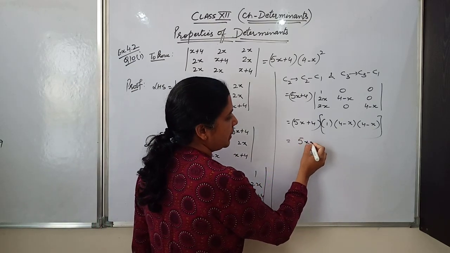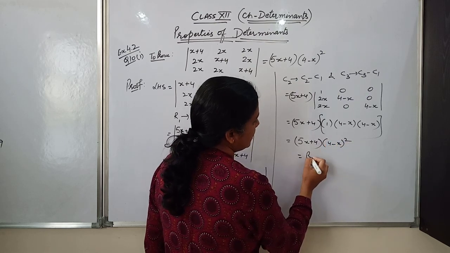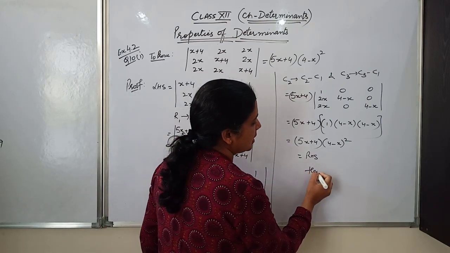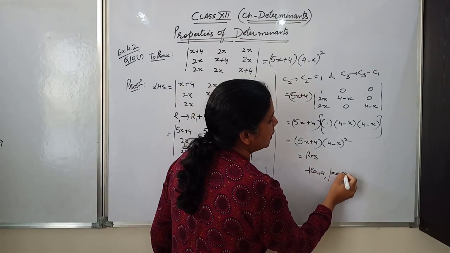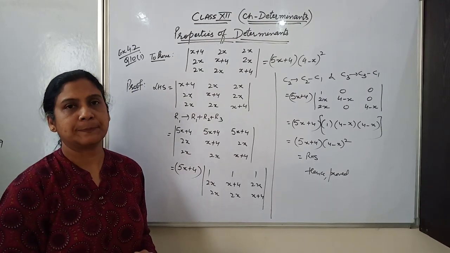You can actually verify with the expansion through any of the rows or any of the columns. So this is RHS. We had started with LHS and reached up to RHS. So the question is proved. You can find such more questions very easily in your board exams.